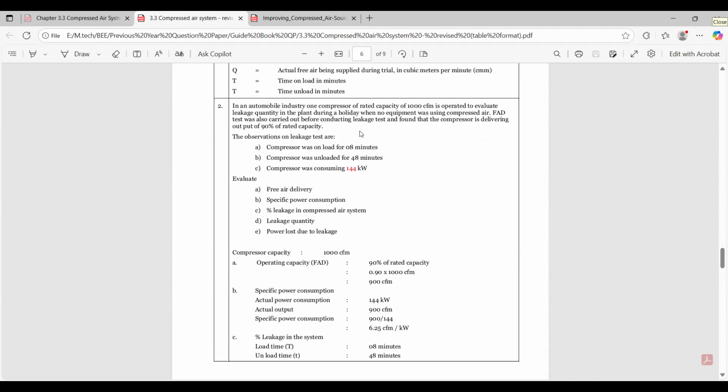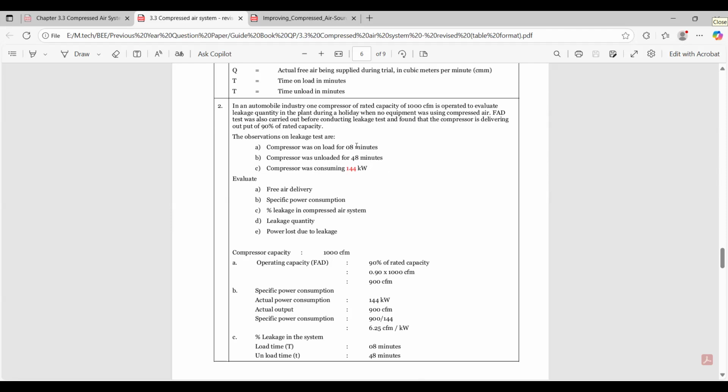In an automobile industry, one compressor of rated capacity 1000 CFM is operated to evaluate leakage quantity in the plant during a holiday when no equipment was using compressed air. An FAD test was also carried out before conducting the leakage test, and it was found that the compressor is delivering output of 90% of rated capacity. The observations on the leakage test are: the compressor was on load for 8 minutes, unloaded for 48 minutes, and was consuming 144 kilowatt.